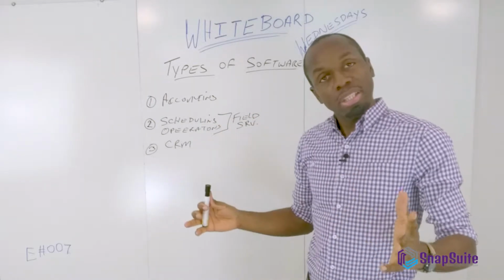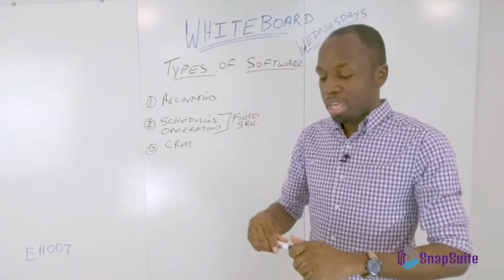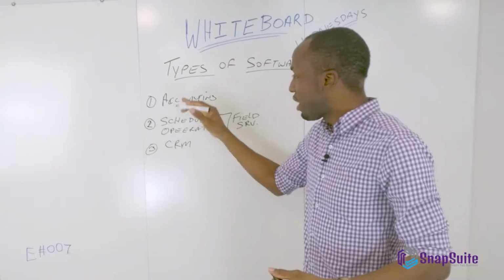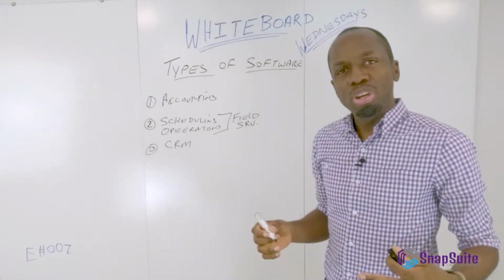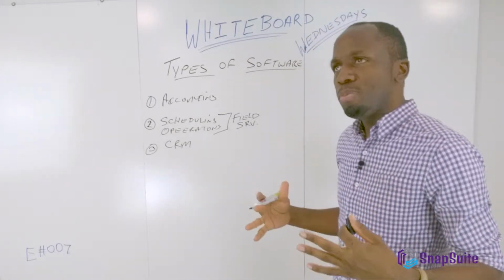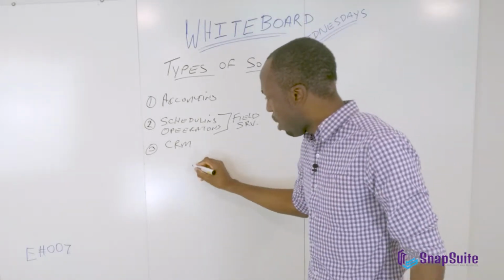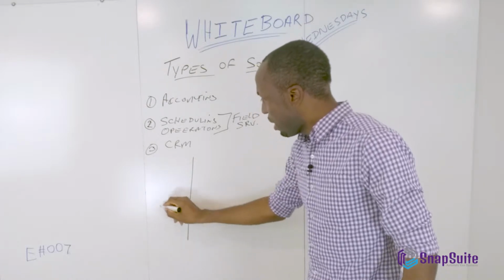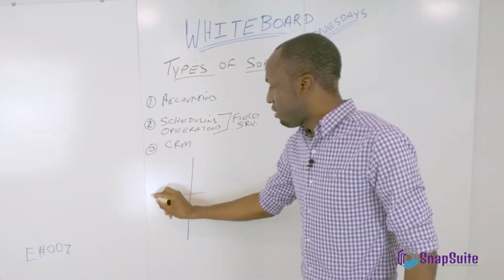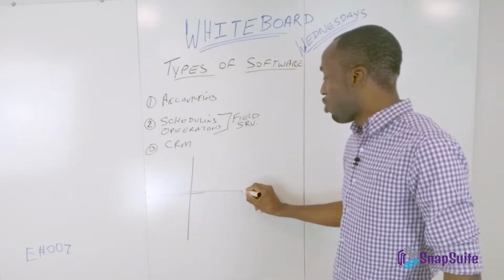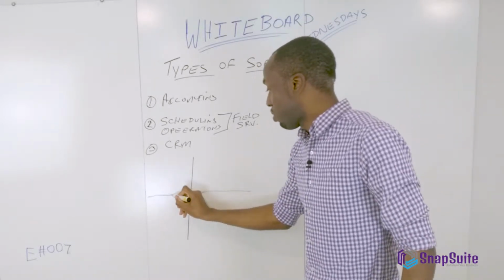The goal is the same, but there's a but. And the but is that this category is kind of broken up. This is how we see it, and this is how we position ourselves. So I'm going to draw a quadrant here to explain how we see the industry and what you should be aware of when you're looking for software.